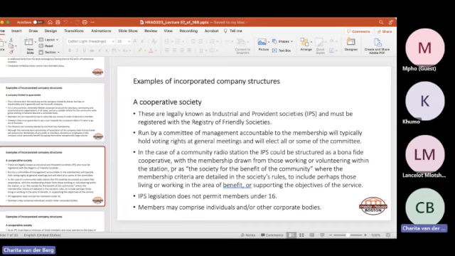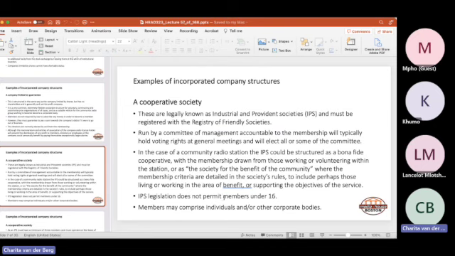Or as the society for the benefit of the community, where the membership criteria are detailed in the society's rules, to include perhaps those living or working in the area of benefit or supporting the objective of the service. Okay, so cooperative members are drawn from those working or volunteering within the station, or as the society for the benefit of the community, where member criteria is like a society set of rules that you have to adhere to, or you need to live in the area once again.